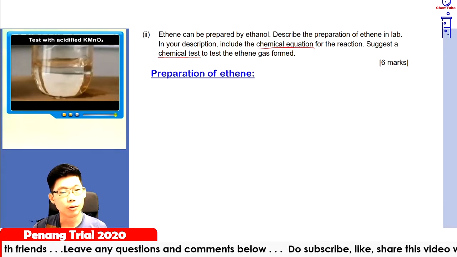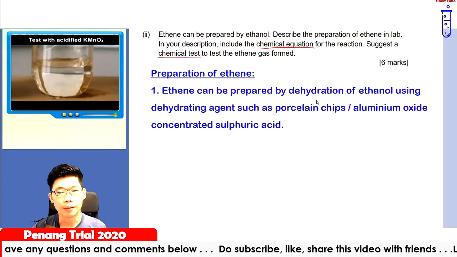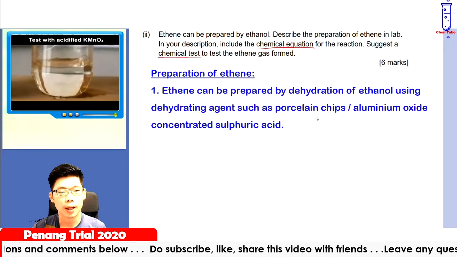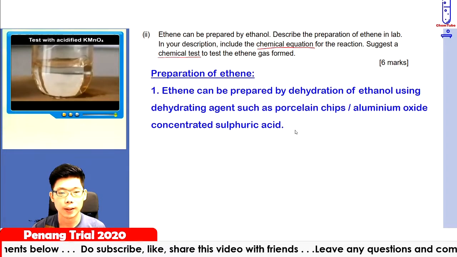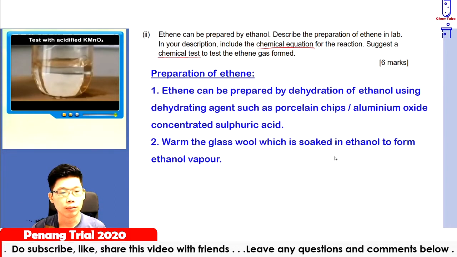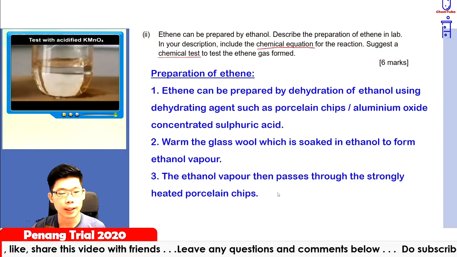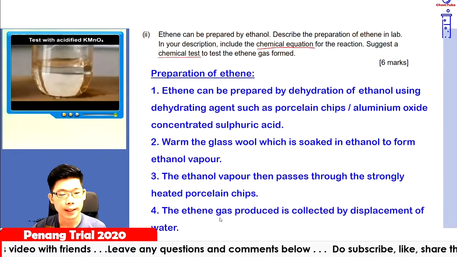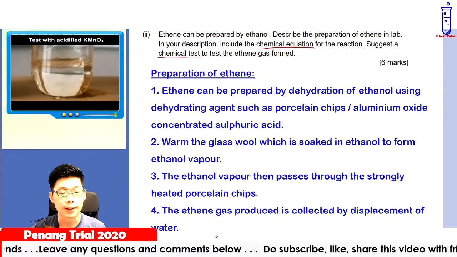So how do we present our answer? Preparation: ethene gas can be prepared by the dehydration of ethanol using a dehydrating agent such as porcelain chips, aluminum oxide, or concentrated sulfuric acid. Warm the glass wool, which is soaked in ethanol, to form ethanol vapor. Then the ethanol vapor passes through the strongly heated porcelain chips. Then the ethene gas produced is collected by displacement of water in the test tube.